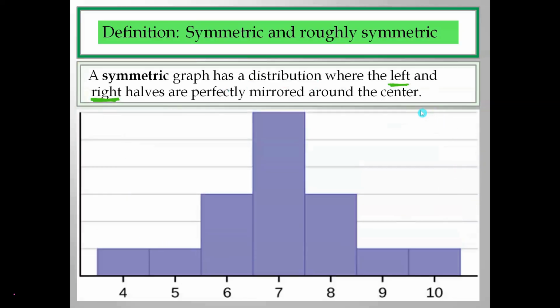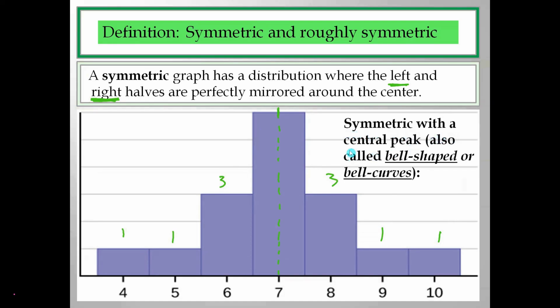Here is our example graph. On the left side, we have 1, 4, 1, 5, 3, 6. And on the right side, we have also 1, 10, 1, 9, and 3, 8. Symmetrically, with a centered peak, here we see that we have a centered peak of the value of 7, and we have a total of 6 values of 7.